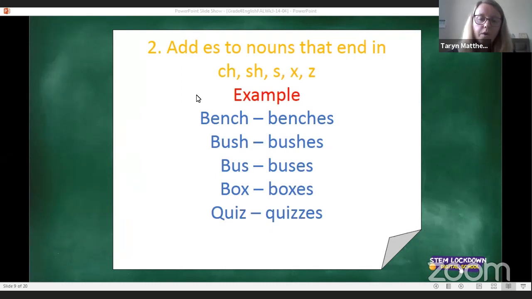Because some words, when you say them in a plural form, need to sound correct. Quizzes. So you see there, I've got a double Z.